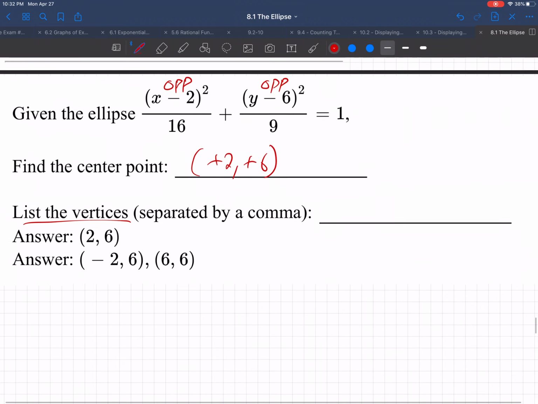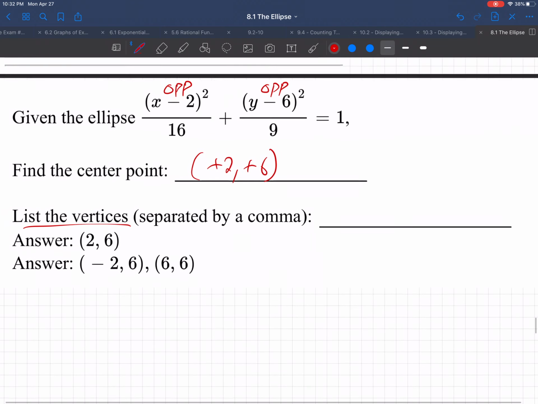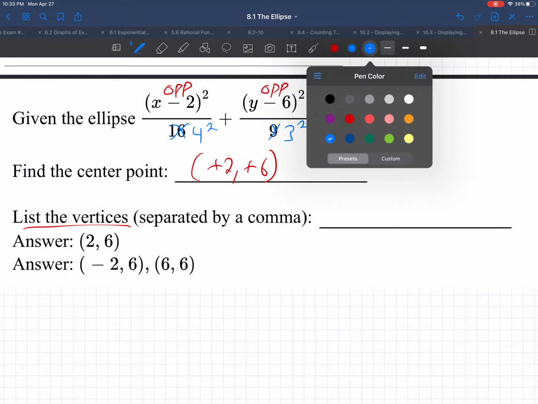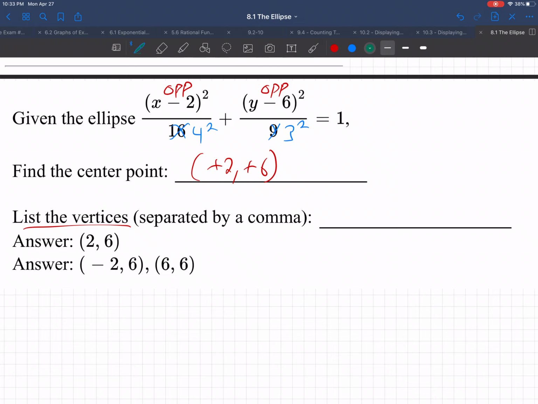Okay, so I think it's best, let's come on down and graph this thing. Actually, before we begin, we should change this to be 4 squared and this to be 3 squared. As you know, we always use those that way. Okay, so let's graph this thing.